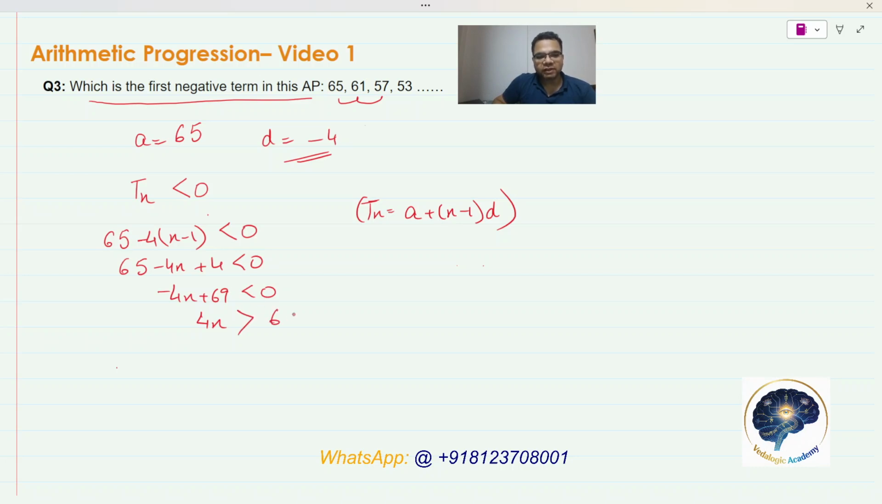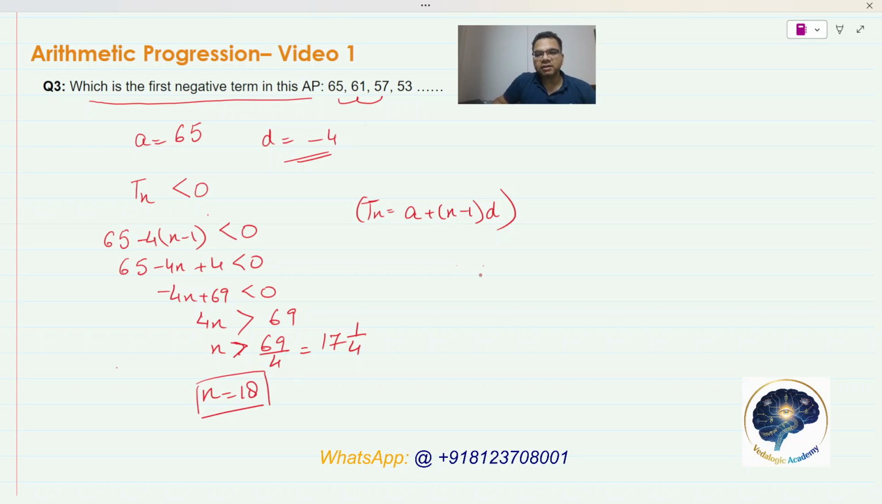So I'll put it like this: 4n is greater than 69. Okay. Now n should be greater than, I'll just divide by 4 on both sides, 69 by 4. So this is 17, 17, 30, 15, 68, 17 and 1 by 4. So n should be greater than 17. So therefore n is, let's say, 18, because the next number from 17 is 18.